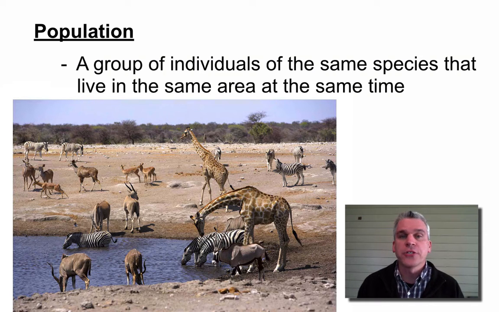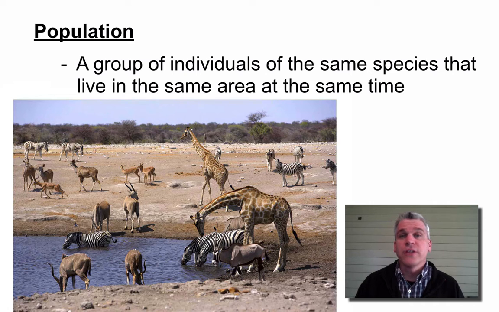Here we see in this picture, there are several different species. They're all living at the same area. They're living at the same time, but we would say that there's many different populations here. For instance, we see some zebras and some giraffes and gazelles. All of those are their own individual populations.